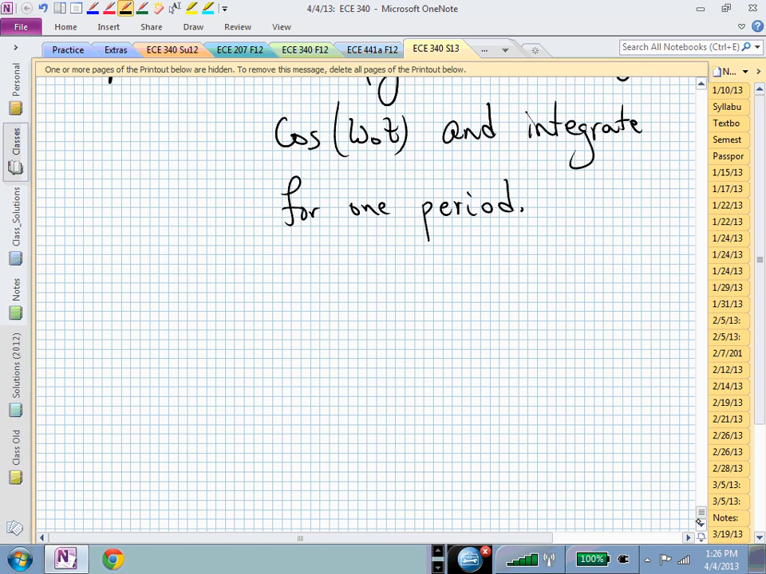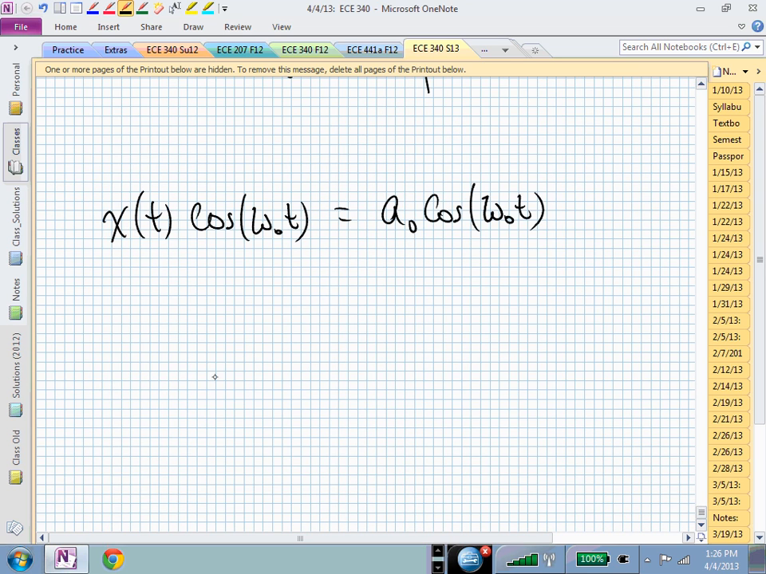What does that do for us? Well, we said we would take x of t and multiply it by cosine omega naught t. We're going to have a sub 0, and we're going to multiply that by cosine omega naught t. Now hopefully you can see my carriage return. I'm hitting a carriage return and I'm still on the right hand side, but I now have a1 cosine omega naught t, but I'm multiplying that by another cosine omega naught t.